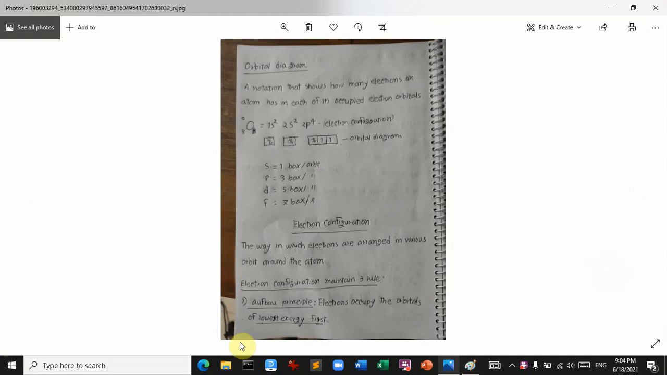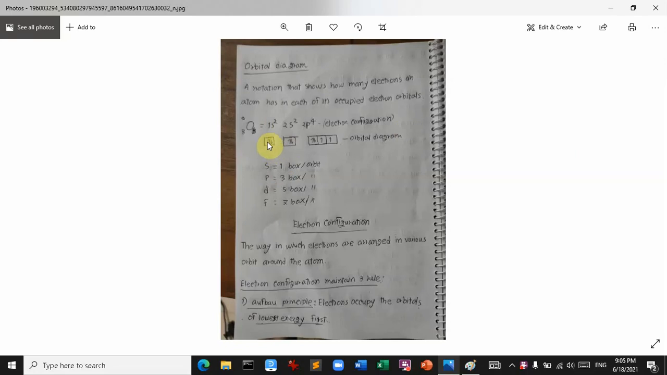So here is the configuration of oxygen, 1s2 2s2 2p4, and at the bottom of this diagram, this is known as the orbital diagram. S has one box or one orbital, P has 3 orbitals, and F has 7 boxes or 7 orbitals. The arrows you can see follow the Aufbau principle. At first the S orbital will be filled up, then the P orbital, and in series the filling process will be done according to the principle.